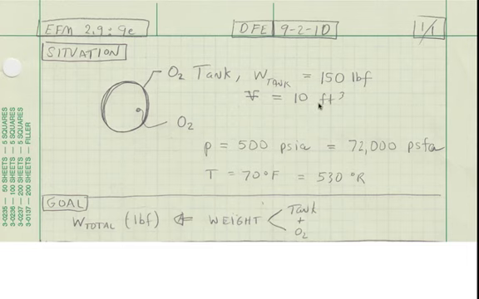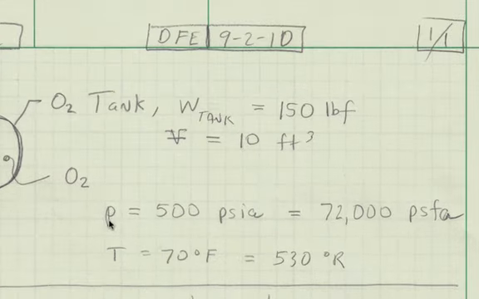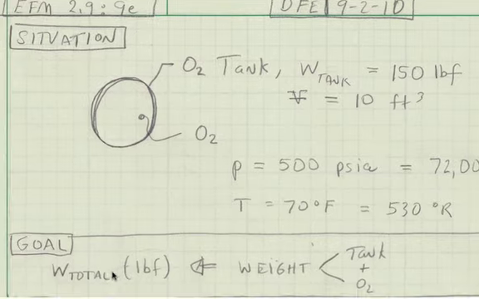is 10 cubic feet. Notice here that I converted pressure and temperature to consistent units. In particular, I multiplied pounds force per square inch by 144 to convert to pounds force per square foot. Also, I added 460 to the temperature in Fahrenheit to convert to Rankine. The goal is the total weight. This includes the weight of the tank plus the weight of the oxygen.